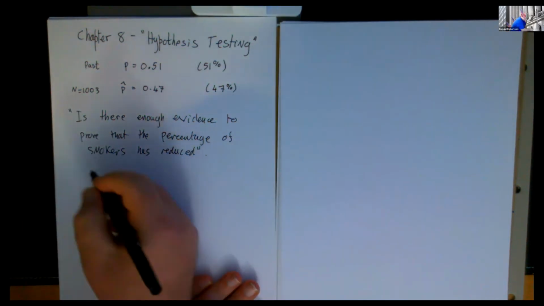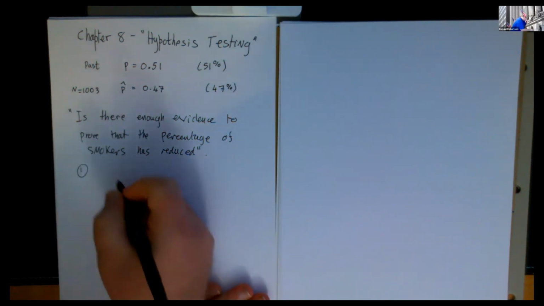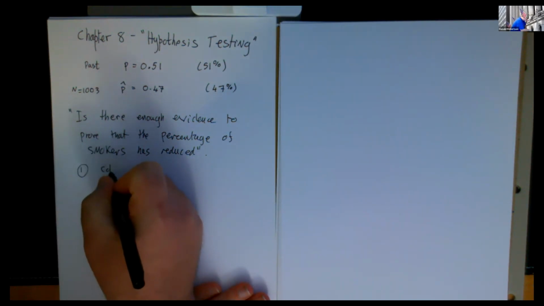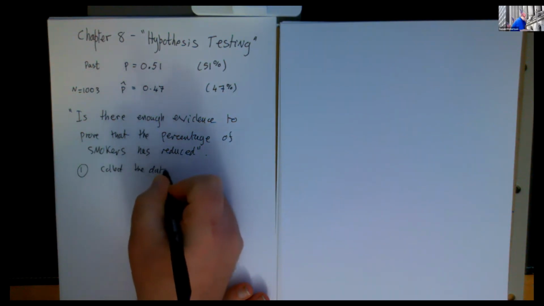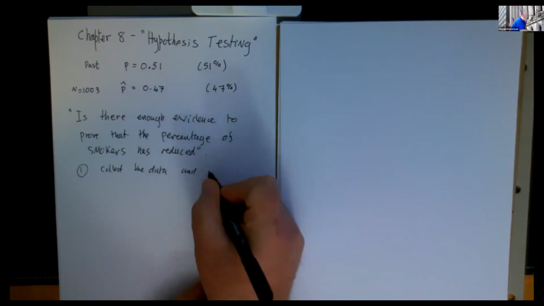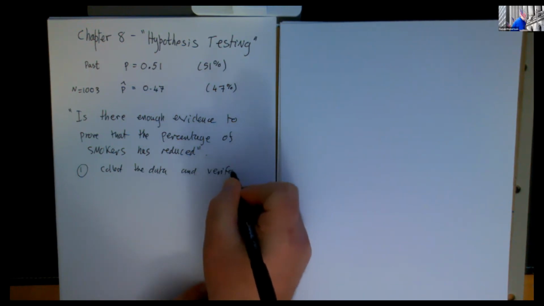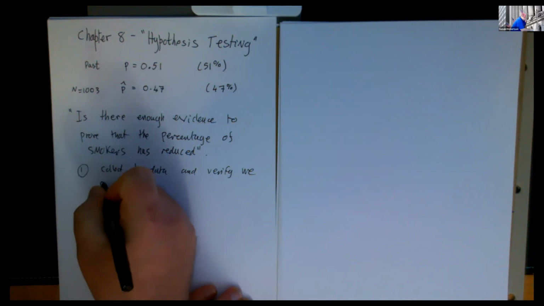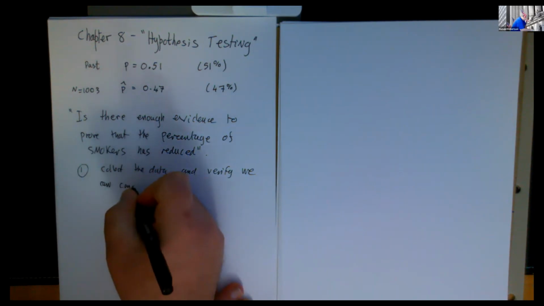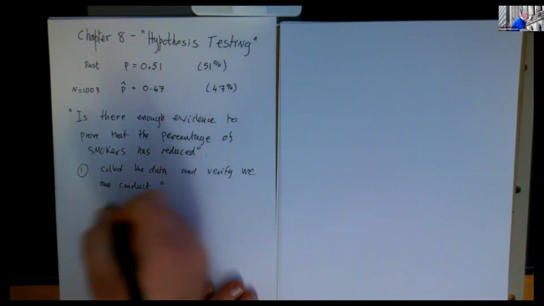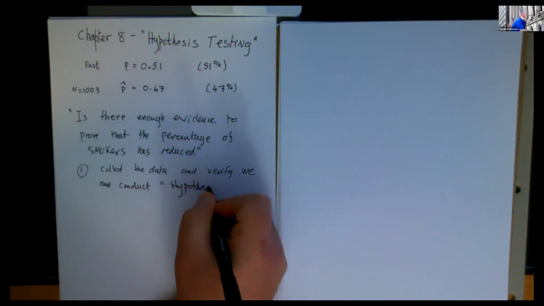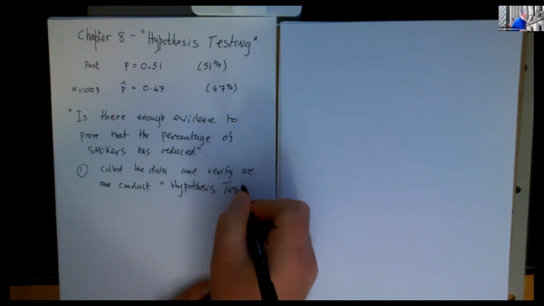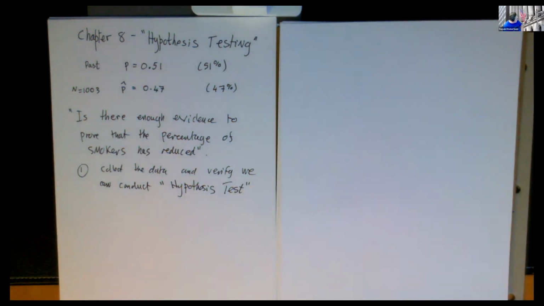Well, there's a number of phases. Step one is collect the data and verify we can conduct what we are going to call a hypothesis test. So we're already entering into some jargon words. So we're going to collect the data and verify we can conduct a hypothesis test.